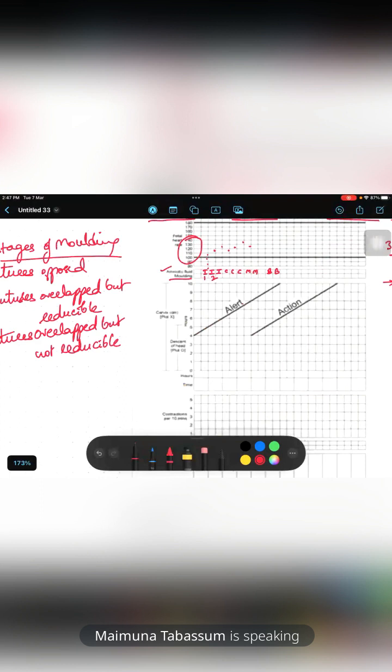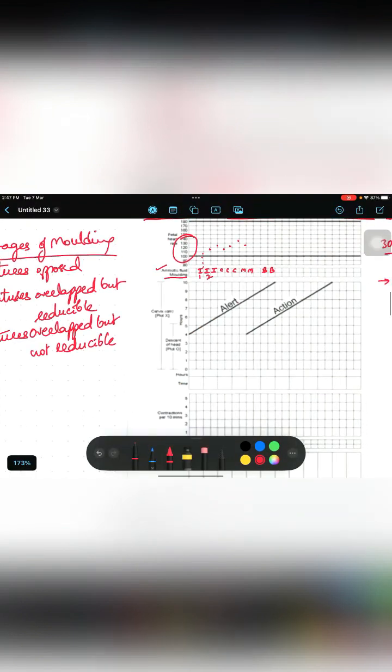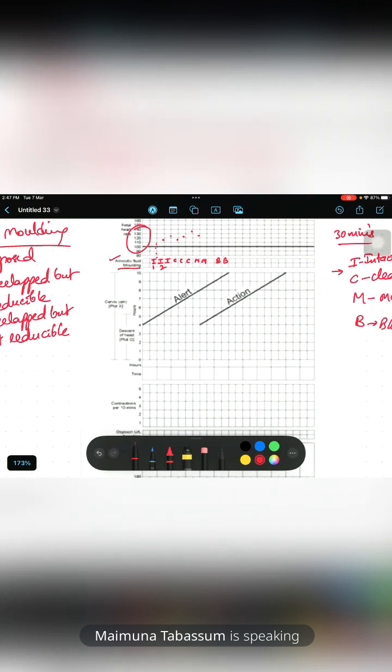Then coming to the cervical dilatation. How will you write? In the cervical dilatation, it starts from 4 centimeters. This is the alert line and this is the action line. From 4 centimeters, you have to plot X for cervical dilatation.